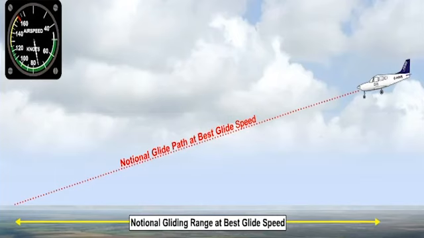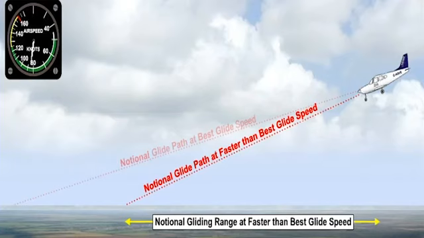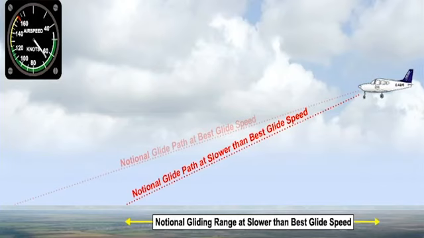As we've just seen, for all aircraft there is an airspeed for maximum lift-drag ratio and maximum gliding range. If the pilot glides at a speed other than this best glide speed, his aircraft's glide angle will be steeper and its glide range shorter. So, flying faster than the best glide speed will decrease gliding range. And flying slower than best glide speed will also decrease gliding range.